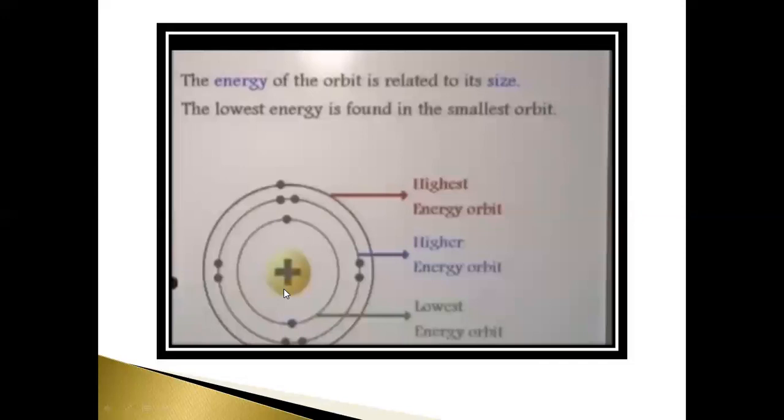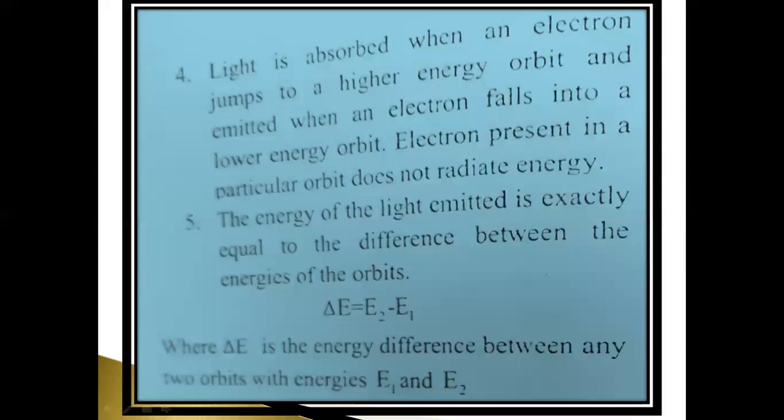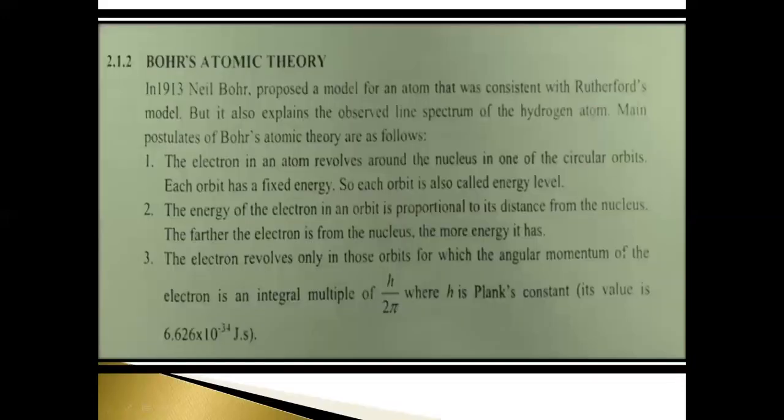It means that as the distance of the electron from the nucleus increases, the energy of the electron also increases. Got it? Each orbit has fixed energy. The energy of the first orbit will be lower than the second orbit, and the second orbit will be lower than the third orbit. So each orbit is called an energy level.